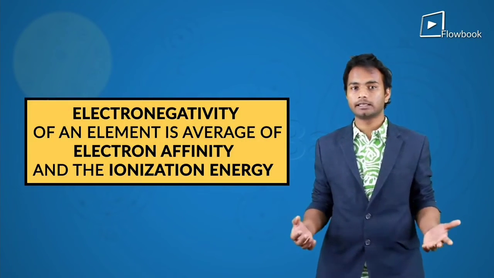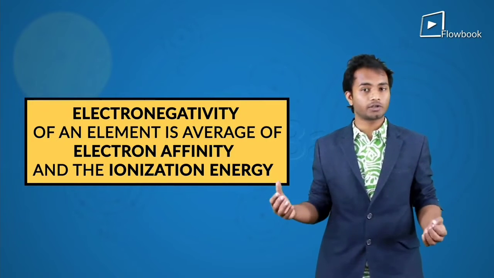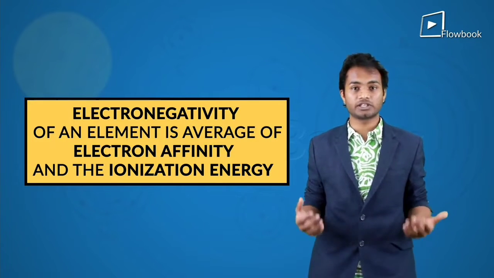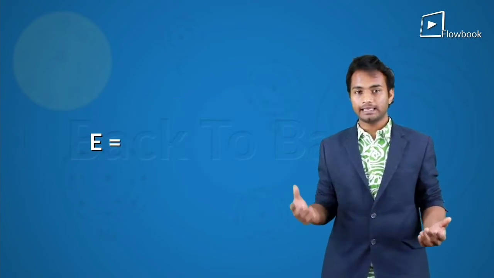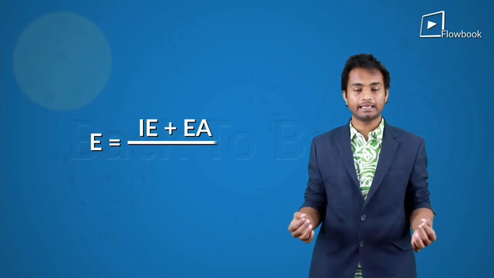Now, though Pauling was the one who got this concept of electronegativity, even Millikan has given us the way to find the electronegativity of an element. He basically said the electronegativity of an element is the average of the electron affinity and the ionization energy. That means E is equal to (IE + EA) divided by 2.